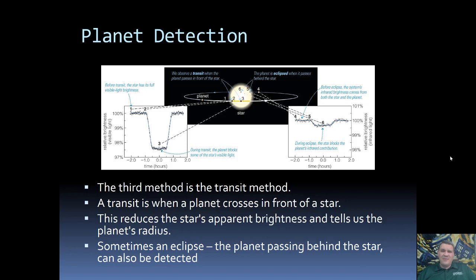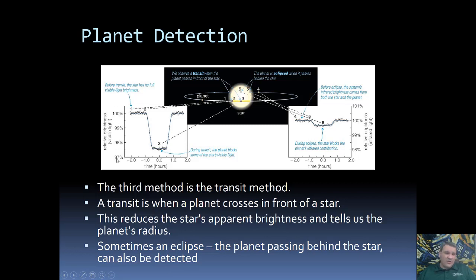Our third major method that we use to find extrasolar planets is the transit method. The idea of the transit method is if we are looking at the system edge on, then planets will cross between us and the star. When that happens, the planet will block some of that starlight. Now, the bigger the planet is, the more of that starlight it's going to block. So, say if the planet is 0.1% the radius of the star, then we'll see it block 0.1% of the starlight. So what we look at are the light curves.